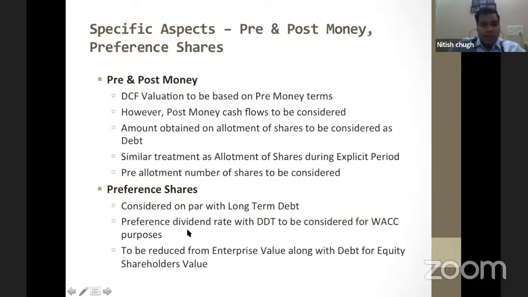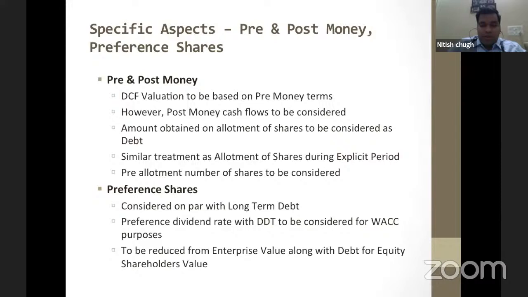So there are certain aspects relating to pre and post money as well as relating to preference shares. In relation to pre and post money, DCF valuation is always based on the pre-money terms. However, there is only one difference. Cash flows need to be considered based upon the post money, and the amount obtained on allotment of shares needs to be considered as debt, as we have discussed. Similar treatment as allotment of shares during the explicit period.